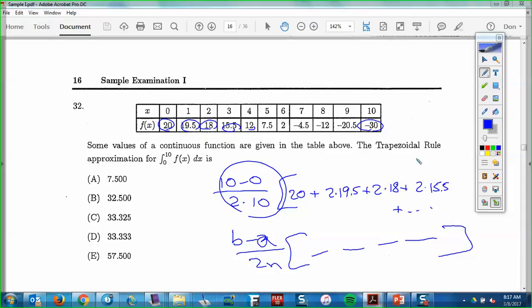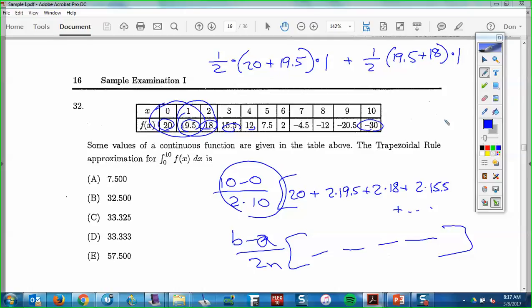So when it says a trapezoid rule, do that. Now, if you'd rather write out all the trapezoids, if you'd rather go 1/2 times 20 plus 19.5, times the width of 1, that would be your first trapezoid, right? Your second trapezoid would be right there, 1/2 times 19.5 plus 18 times 1. I mean, if you'd rather write that out and do it that way, that's fine. I don't care, right? That shows you understand what's going on. I got 10 trapezoids. That's fine.